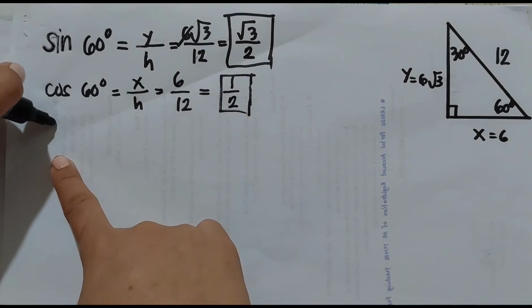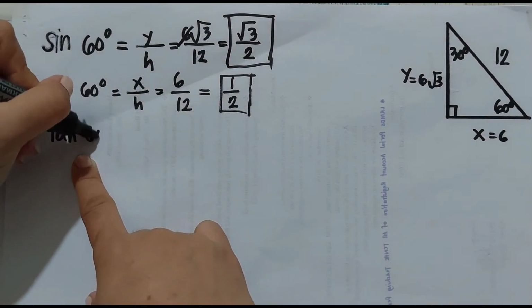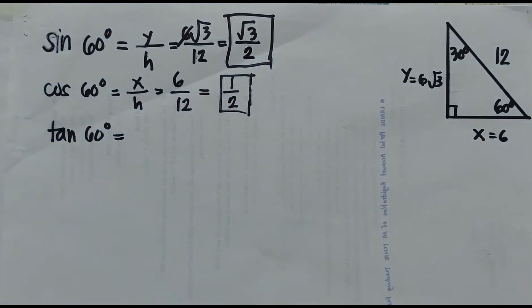Next, we have the tangent. So, we have tangent 60 degrees. So, TOA, opposite over adjacent.